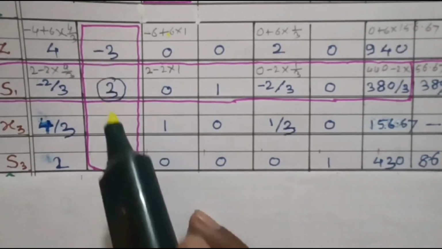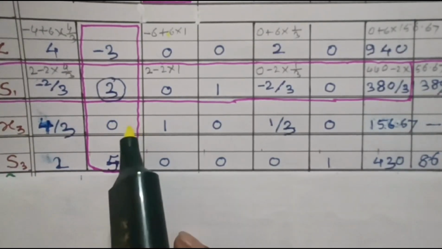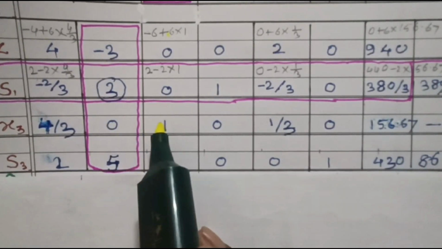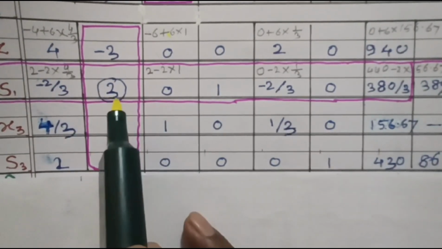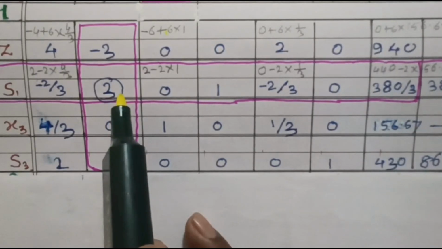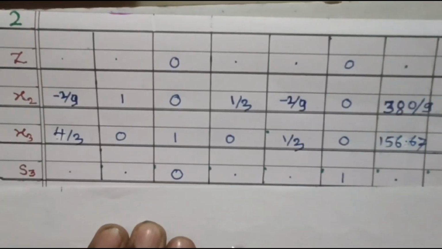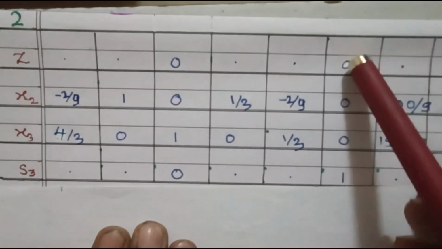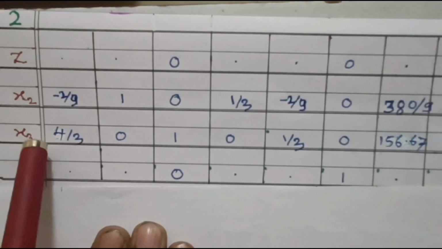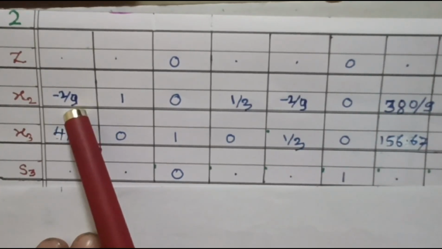Now move towards the key column. In this key column, this element 0 lies in the x3 row. So this x3 row also we have to take as it is in the second iteration, and this key row we have to take in the second iteration, dividing each element of the key row by the key element. So from iteration number 1 we have taken the x3 column as it is, the s3 column as it is, the x3 row as it is, and the key row dividing each element by the key element.